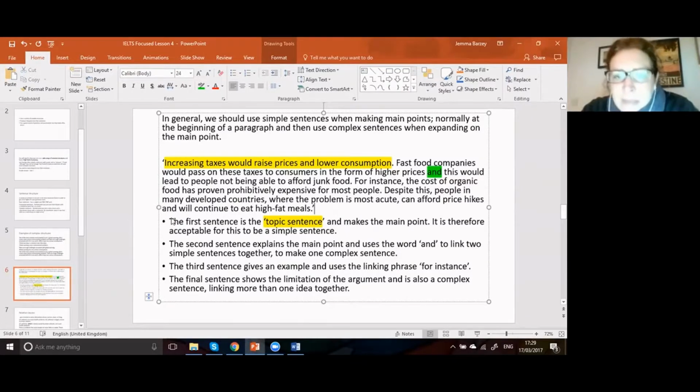So this is an example here. We've got the good topic sentence, and it makes sense that this is more basic, more simple. And then we're using devices like and, for instance, and despite this, and the relative clauses and the referencing to make these sentences more complex.